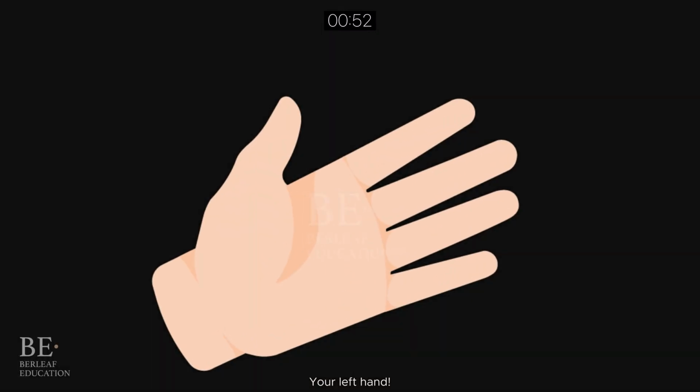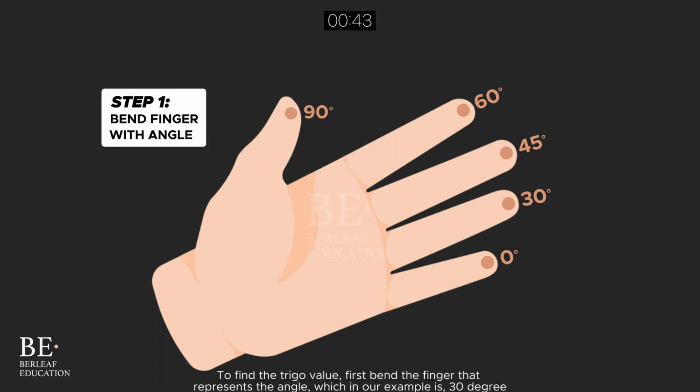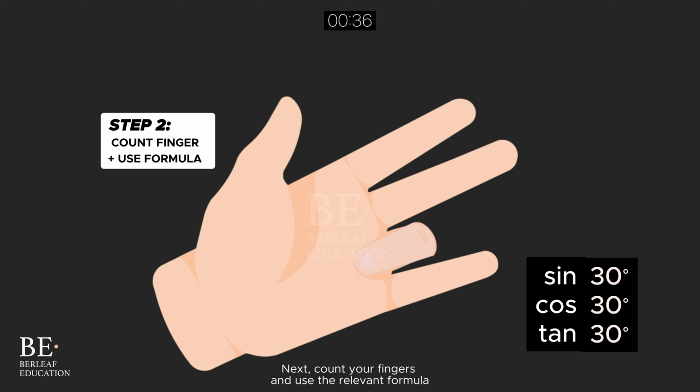your left hand. Starting with your pinky, your fingers represent 0, 30, 45, 60, and 90 degrees respectively. To find the trigo value, first bend the finger that represents the angle, which in our example is 30 degrees. Next, count your fingers and use the relevant formula.